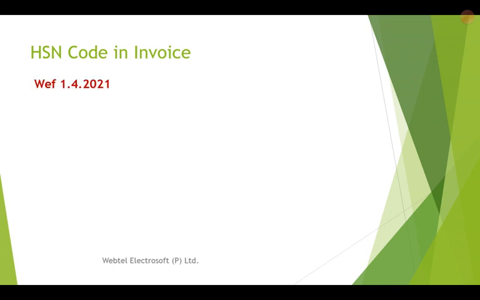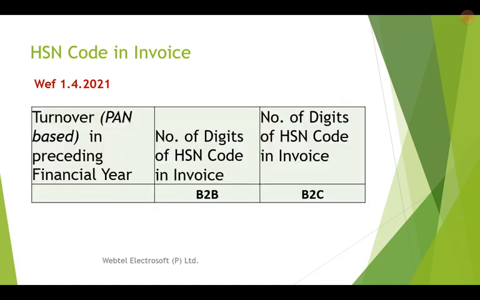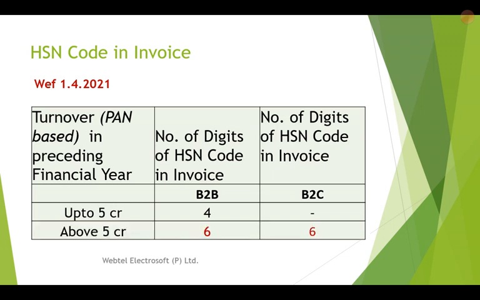Now, with effect from 1st April 2021, this requirement is being changed. Some additional HSN requirement is there, which I'll just now tell you. Up to 5 crores, for B2B invoices, 4-digit HSN is a must. For B2C invoices, they are giving the concession that even if the HSN is not there, it is fine. But for B2B invoices up to 5 crores, 4-digit HSN is a must. And above 5 crores, 6-digit HSN is mandatory, irrespective of whether it is a B2B or a B2C invoice.